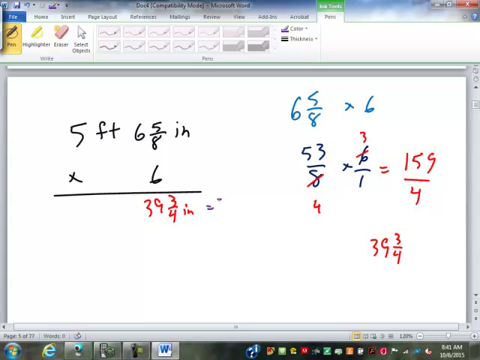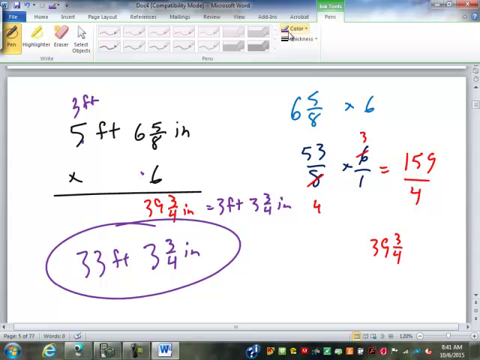We can get 3 feet out of that, which would be 36 inches. So there's 3 3/4 inches left. Carry the 3 feet. 6 times 5 is 30, plus 3 is 33 feet. So 33 feet, 3 3/4 inches. Not so bad?